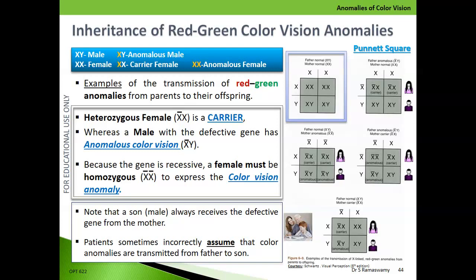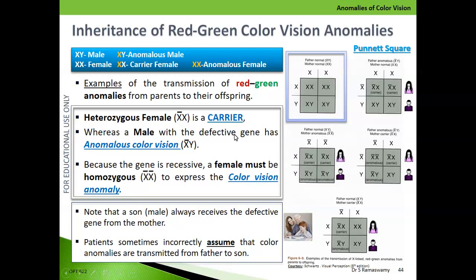So the XY is the male, XX is the female, and it could be an anomalous male, it could be an anomalous female, and the female could also be a carrier as well. So the heterozygous female, who's a carrier, is marked by a hyphen over the top of the X, and the anomalous male has a hyphen over the top of the X as well. And females who have both of them, who are color vision anomalous, have the hyphen on top of both the X's.